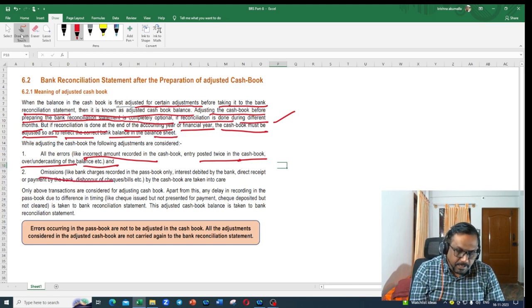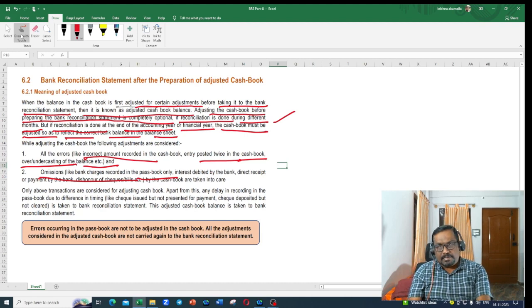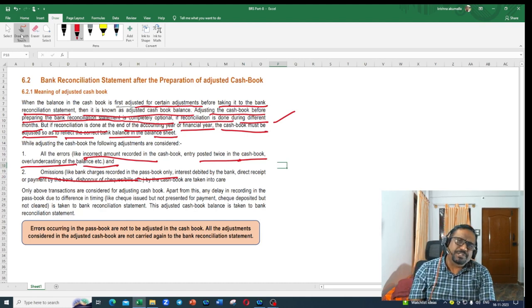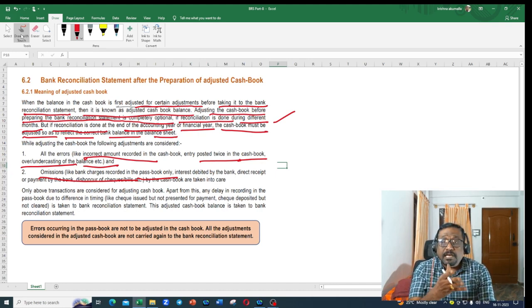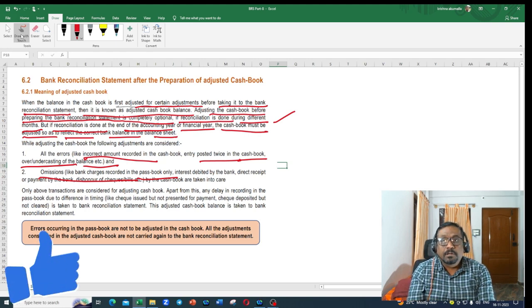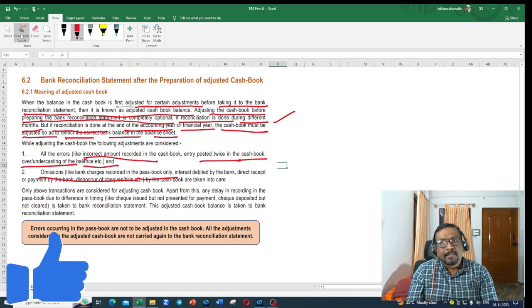Then there could be chances of omissions in the cash book. What are those omissions? You might have given standard instructions to your banker to go and collect interest on your investments. Do you think the banker is going to do this free of cost? No, obviously the banker will charge. So he would have debited bank charges and wouldn't have communicated to you. That is an omission in your cash book. So you write it now, adjust it.